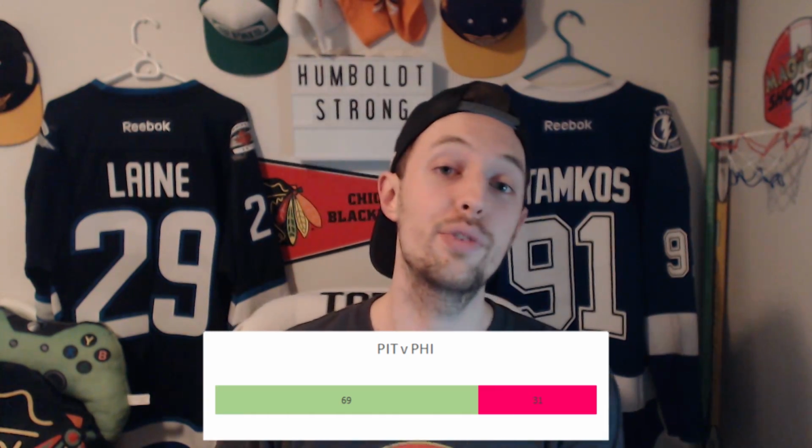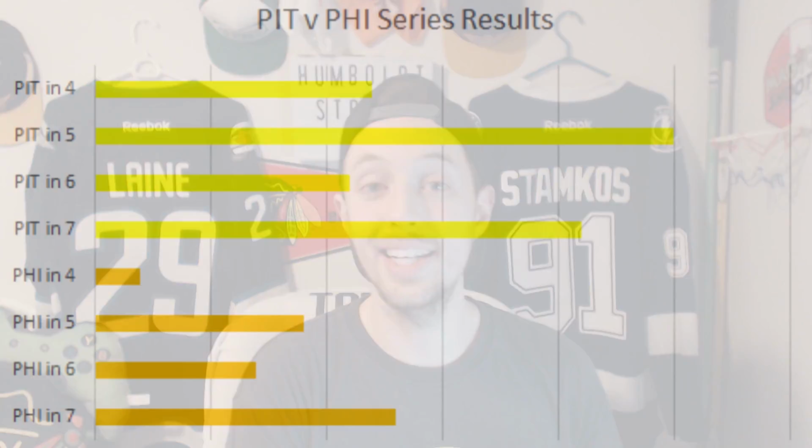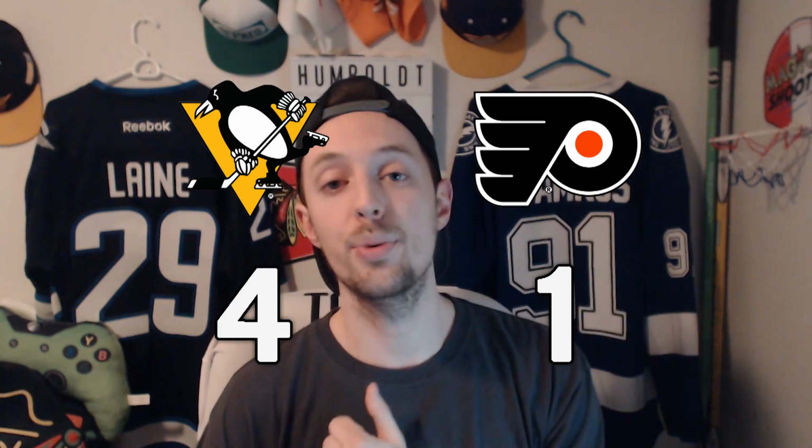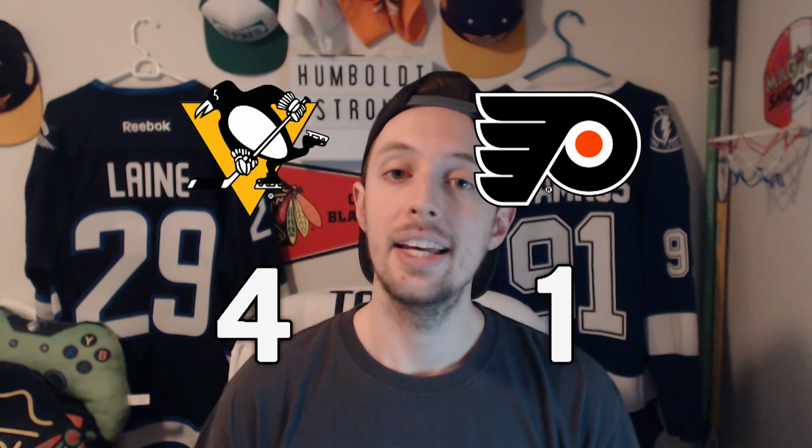So with respect to this series, this simulation had Pittsburgh winning 69% of the time over Philadelphia's 31. But when Philadelphia did end up winning those 31 times, they did it most often in game 7, whereas when Pittsburgh won, they did it most often in game 5. That being said, after 100 trials, simulation says Pittsburgh sends the Flyers packing in 5 games.